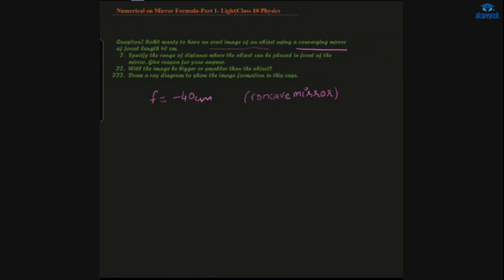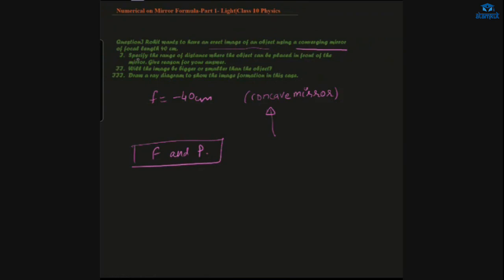So just recall the ray diagram. In the ray diagram of the concave mirror, there was only one position of the object from which we were getting the erect image of an object, right? So what was that position? The position was between focus and pole. That means the object should be placed between focus and pole.